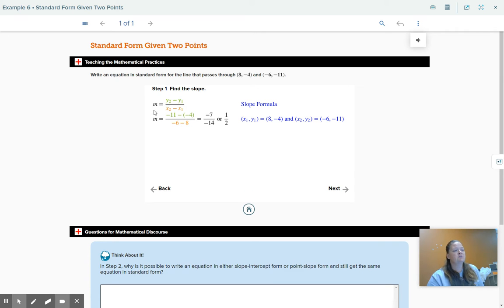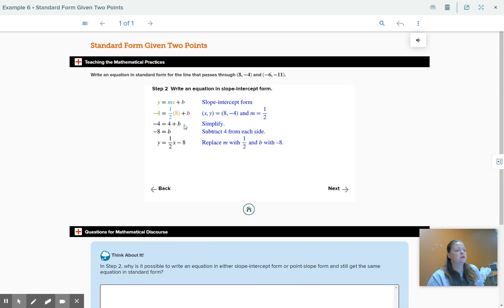So the first thing we have to do is find the slope. It's not given to us. So we take our 2 points, (8, -4) and (-6, -11), and we plug them into the slope formula for x1, y1, and x2, y2. We simplify and we get -7 over -14, which is a positive 1/2.